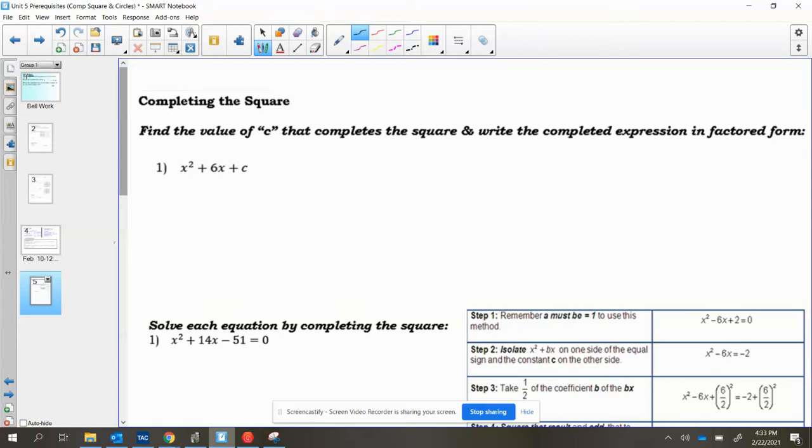Hi everyone, and welcome to a little prerequisite lesson on completing the square before we start Unit 5. Completing the square is something that you talked about in Algebra 2. We also talked about it with circles and geometry, and as we head into circles and other conic sections, we want to review that skill.